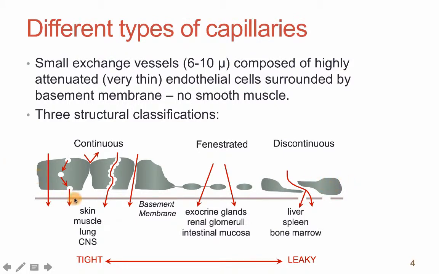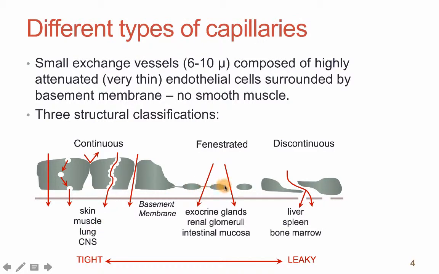But what I want to point out to you is that continuous capillaries, which most capillaries are of this type, are found in skin, muscle, lung tissues, central nervous system. These particular capillaries are less permeable to water and to electrolytes. So we might consider these as being very tight capillaries. So there is relatively little movement of fluid across these capillaries compared to the other types.